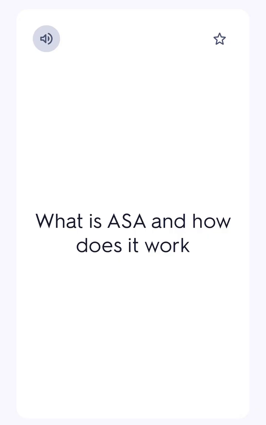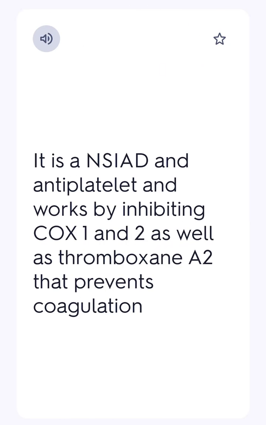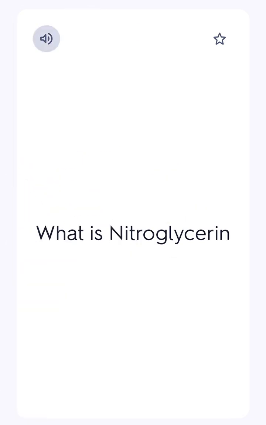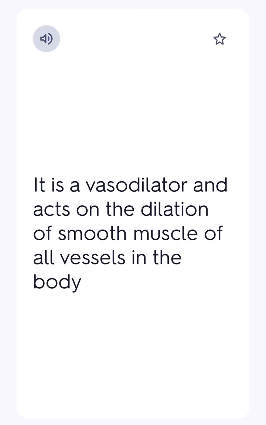What is ASA and how does it work? It is an NSAID and antiplatelet, and works by inhibiting COX-1 and 2 as well as thromboxane A2, which prevents coagulation. What is nitroglycerin? It is a vasodilator and acts on the dilation of smooth muscle of all vessels in the body.